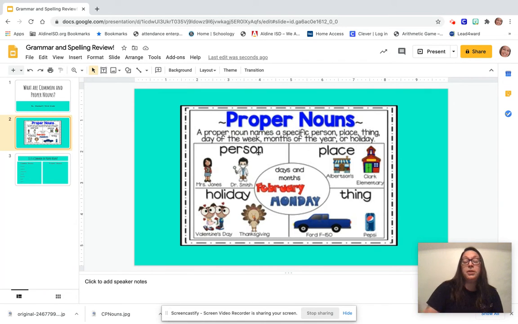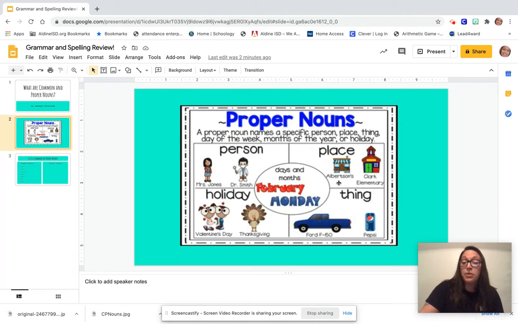A common noun would be person. But if I'm talking about a specific person, then it turns into a proper noun. So instead of saying doctor, I could say Dr. Smith. Instead of saying teacher, I could say Mrs. Jones. Those are proper nouns that I need to capitalize. I don't have to capitalize person or doctor or teacher.